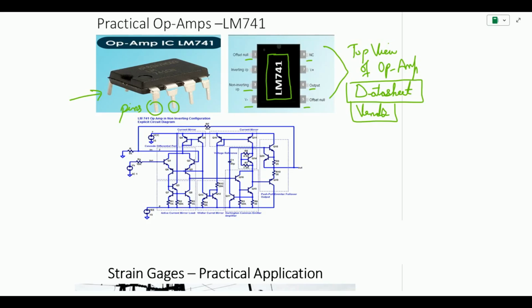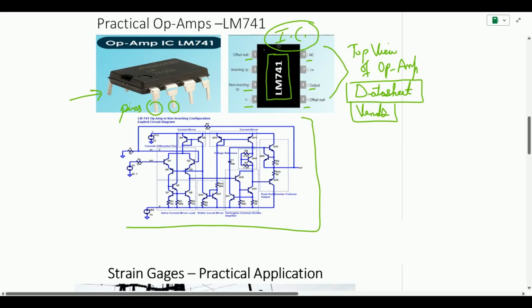Now let us look at what is inside this IC. As I mentioned, it is an integrated circuit. Obviously it can be placed into any component, but inside this small IC, inside this black jacket, this is what is happening. This is the internal circuit diagram of a normal LM741 non-inverting configuration, and you can see it's a jumble, a maze of different electronic components, and the main component is a transistor represented by a symbol. It's a combination of various transistors, voltage sources, and RLC components that make this whole IC function.